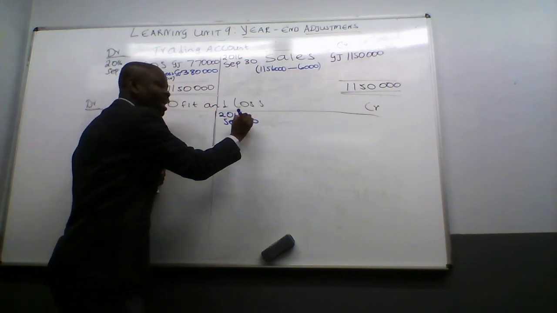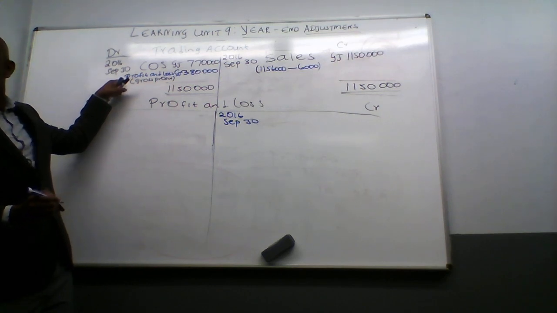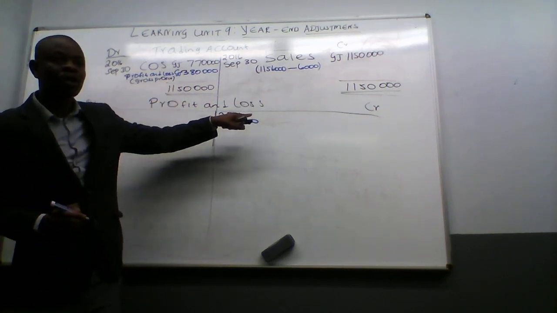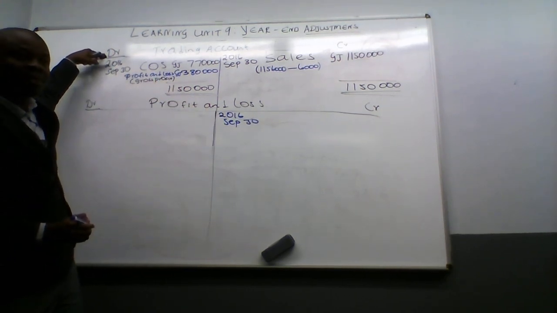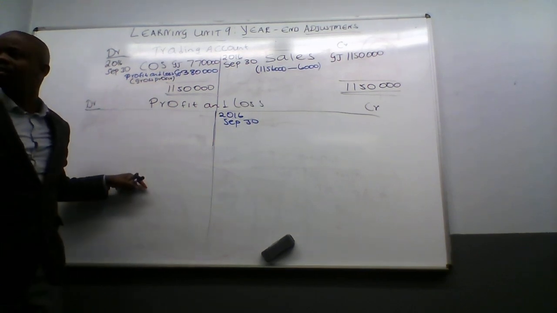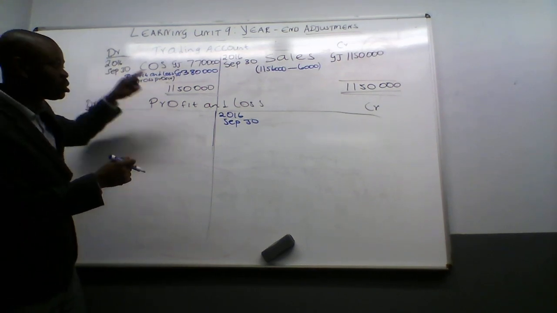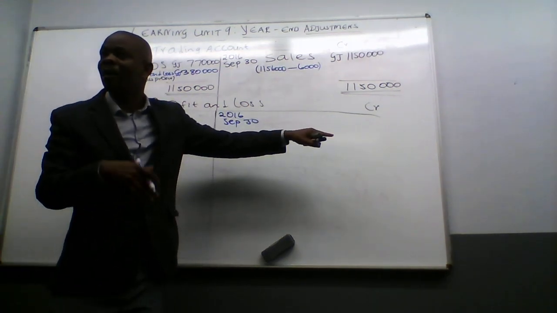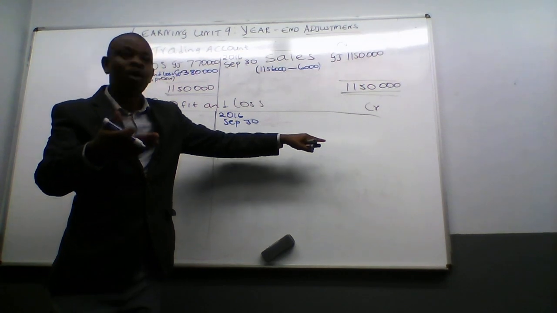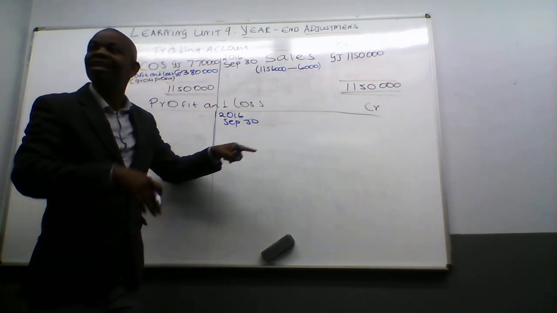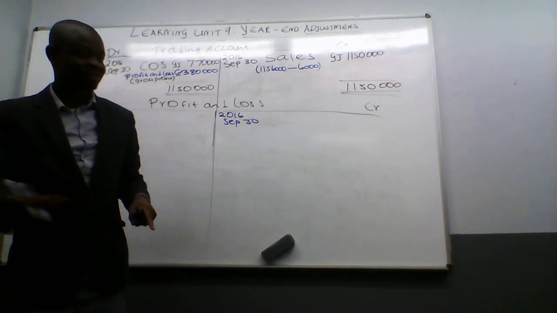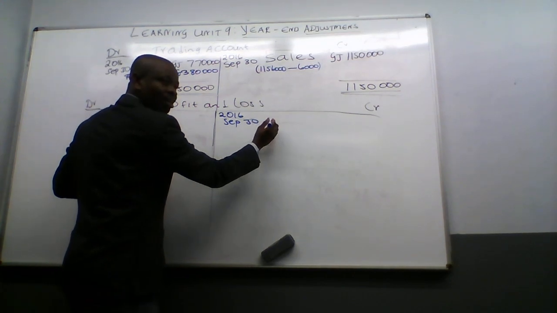Guys, do not forget, because you said profit and loss here, you must take it to the profit and loss. But because you took it from debit, you cannot put it on the debit side. You know by now. What is this system of taking it from the debit to the credit? What do you call it? Double entry system. What is the contra here?